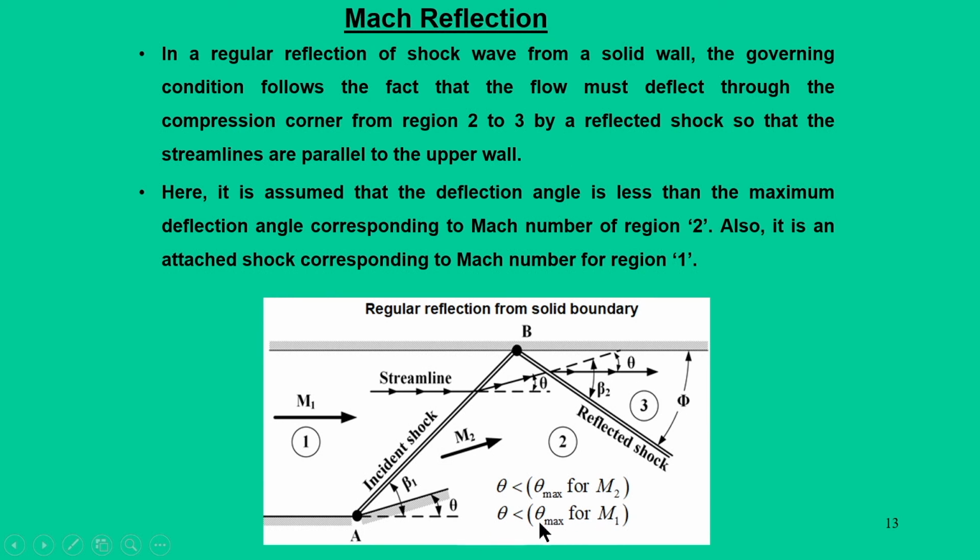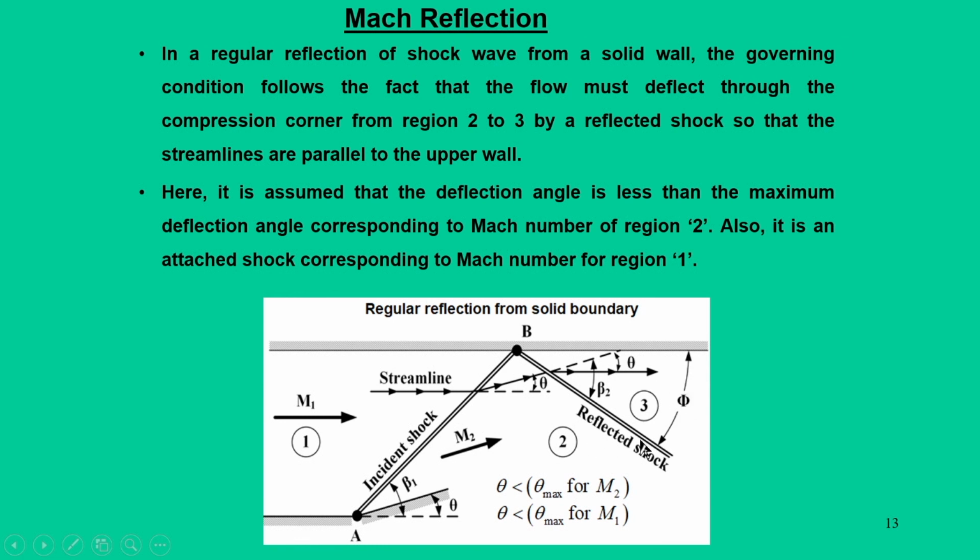Now, if you recall our previous example, that means regular reflection from a solid boundary, in which there is an incident shock with respect to compression corner angle theta 3 and shock wave angle beta 1, and it gets reflected from a solid wall at point B. So, a reflected shock is formed, and across this reflected shock, again the streamline is back to parallel to the solid wall, and this makes an angle phi.